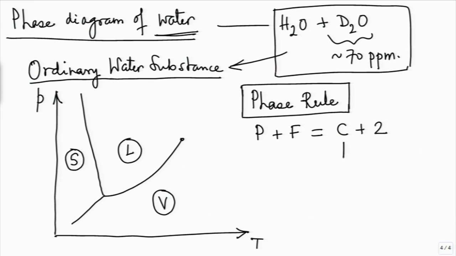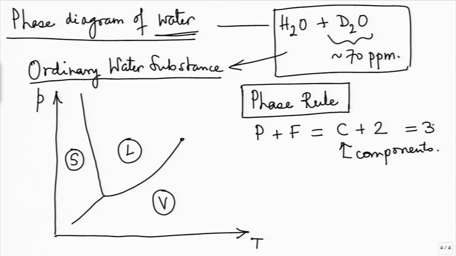Where C is the number of components, different chemically identifiable substances. Here we can say perhaps H2O plus D2O are two substances or two components, but the D2O is small, and during all our processing we are not going to change the composition or the fraction of D2O. So we can get away by considering it to be a single component. So for us the right hand side turns out to be 3.